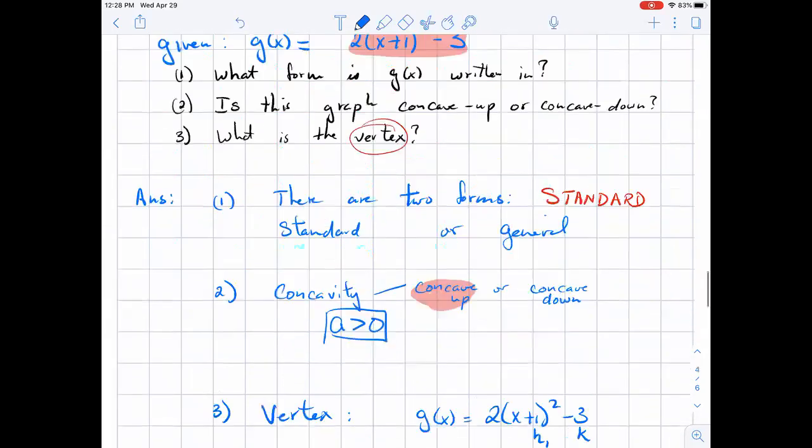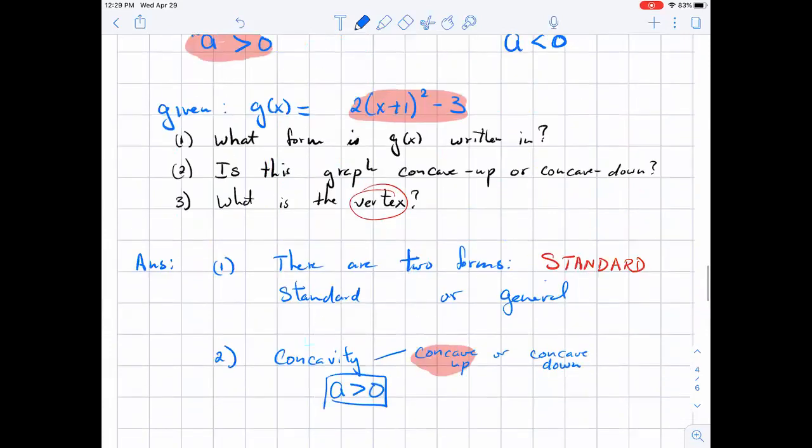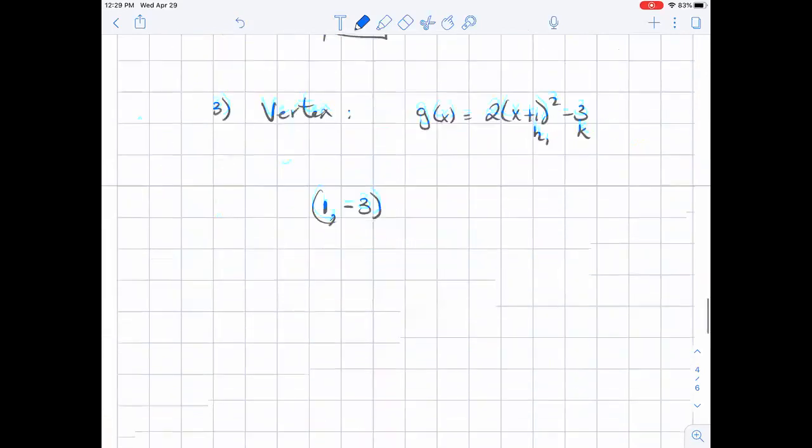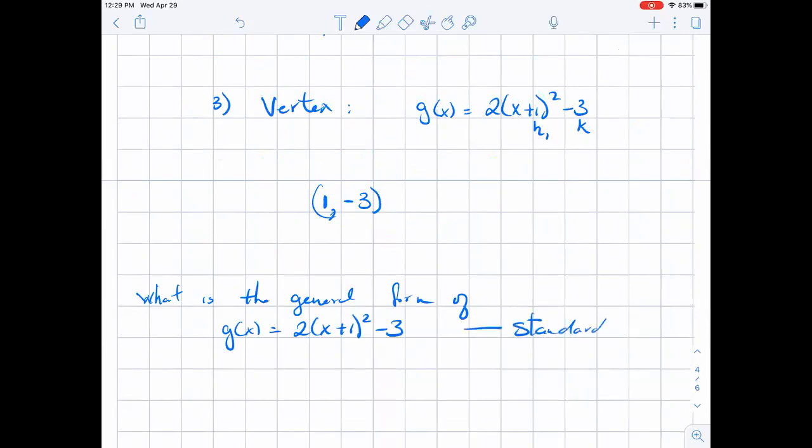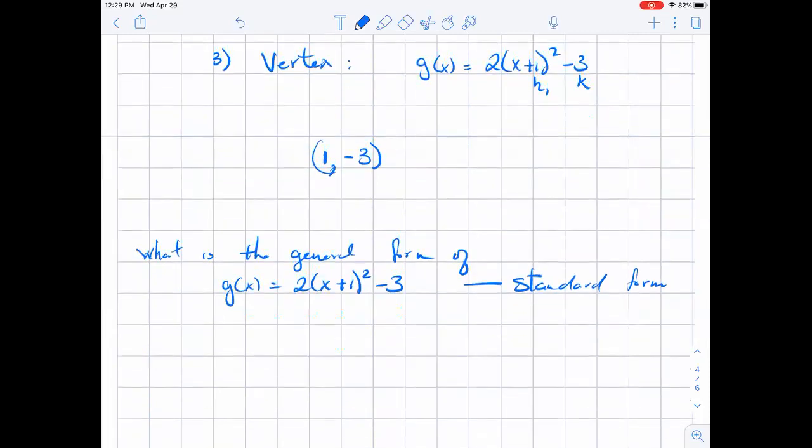Now, are you able to convert from this, which we said is in standard form? Suppose I ask you, what is the general form of g of x equals 2 parentheses x plus 1 quantity squared minus 3? We said this is standard form. What is the general form? Can you tell me, or how do I go about getting it? You have to multiply, like 2x squared plus 2x plus 1 minus 3.